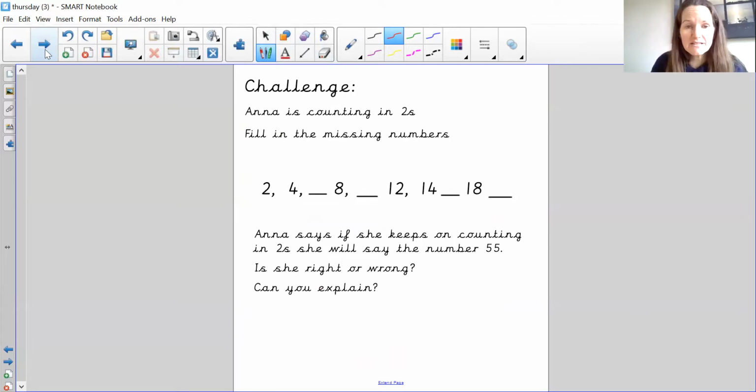Now, once you've done that, you have a challenge. So Anna is counting in 2s. Can you fill in the missing number? So fill in that. Then it says, Anna says if she keeps on counting in 2s, she will say the number 55. Is she right or is she wrong? So you need to write me the answer. She is right or she is wrong. And then you have to explain why. You have to give me a reason. If you think she's right, then write me the reason why. If you think she's wrong, tell me why.